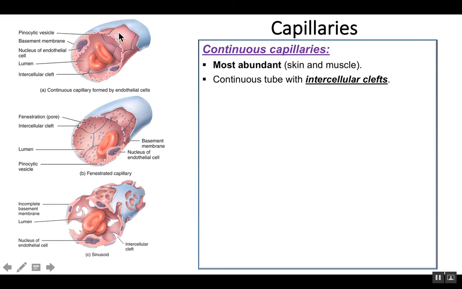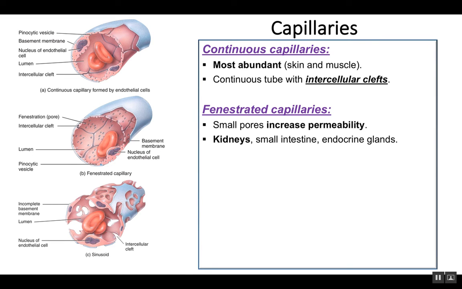Some organs need to have a slightly modified capillary called fenestrated capillaries. A fenestration is a hole or a pore, and these holes are right through the endothelial cells. So what these capillaries allow is a little more exchange than a normal continuous capillary could do. So these pores increase their permeability. That means it's easier to exchange materials, fluid, through these capillaries. And there's a number of organs that have them: kidneys, small intestine, and many of our endocrine organs.